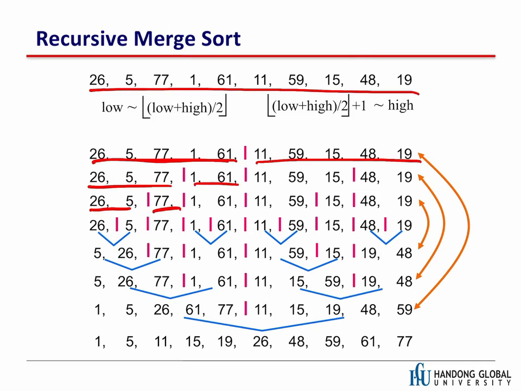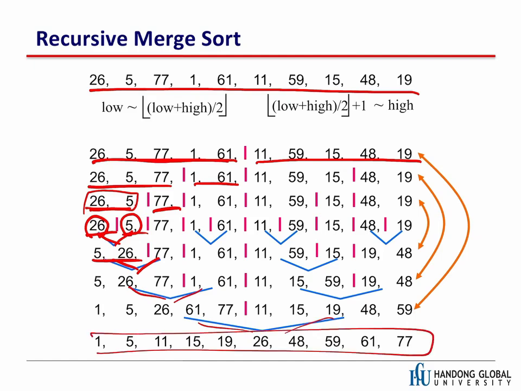Two elements in a list is still too long because we are not sure if this list is sorted. So we split one more time. Now we are sure that this one is sorted and this one is sorted. So now we can merge these two to get a sorted list. Likewise, we can keep doing this until we get one merged list. This is how merge sort works.